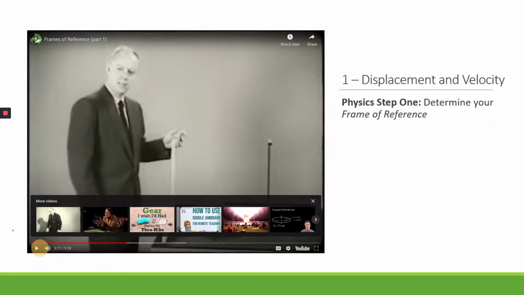So if I choose a frame of reference of inside the train, then I can calculate my problem and solve that problem very easily. Now, what if I want to throw that racquetball out of the train and hit a sign on the side of the tracks? Do I care about the speed of the train now? And the answer is yes.